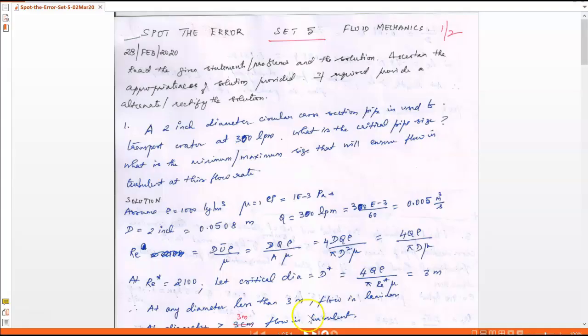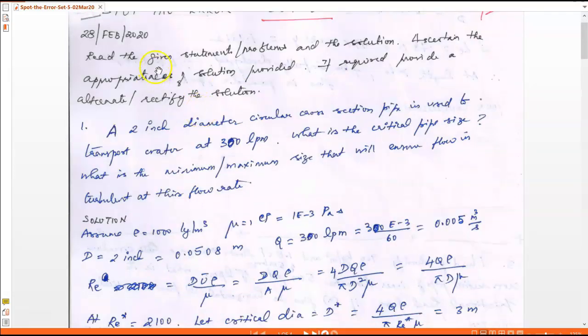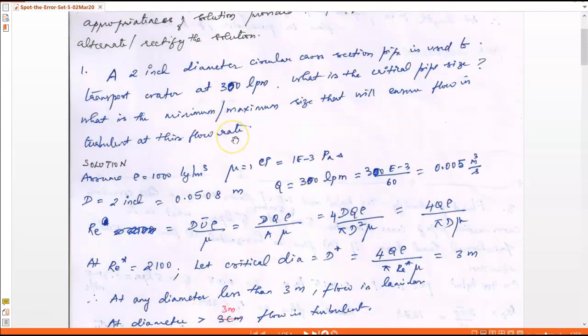Now I'll quickly show you a sample sheet of spot the error. This is a spot the error sheet that I have used in the fluid mechanics course. You can see here I have given instructions that they have to read the question and ascertain whether the solution being provided is correct. It is not that all the solutions are incorrect. Some solutions may be correct, some may be incorrect. So they need to find out whether a given solution is correct, and if anything is incorrect, they need to rectify it.